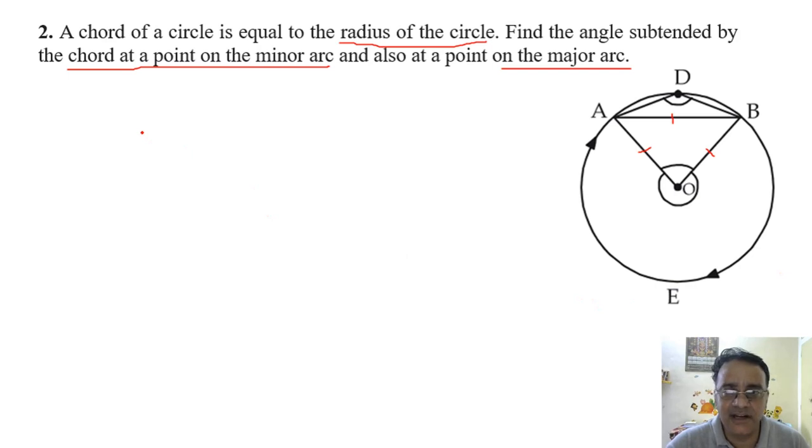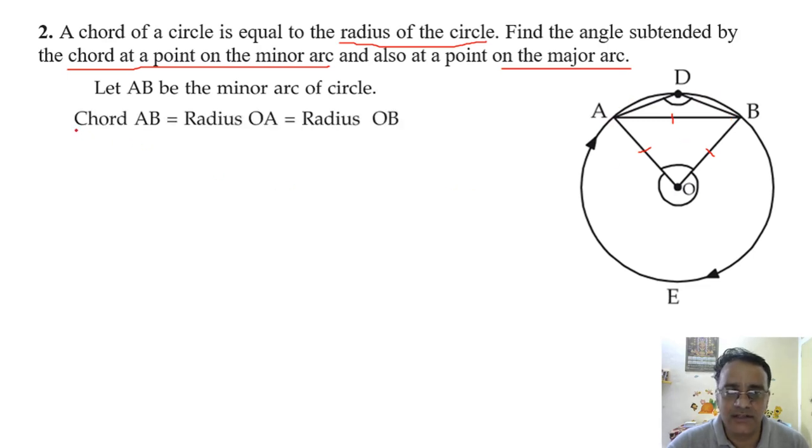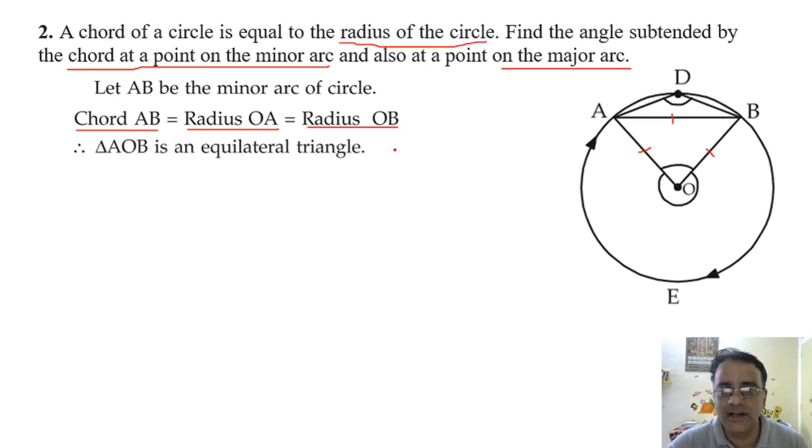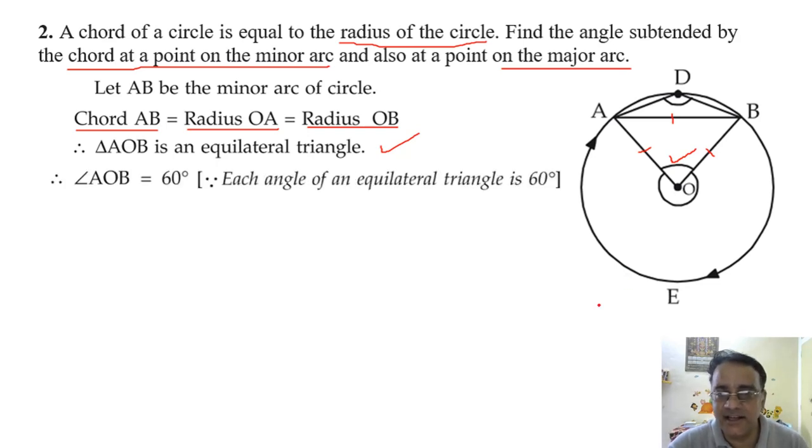So we'll start with the write up. Let AB be the minor arc, and it is given that chord AB is equals to radius. So both the radii will be equal to each other. That means AB is equals to OA is equals to OB. So we'll get triangle AOB is an equilateral triangle. So what can you say about this angle? 60 degrees, sir. 60 degree. Why? Each angle of an equilateral triangle is 60 degree.